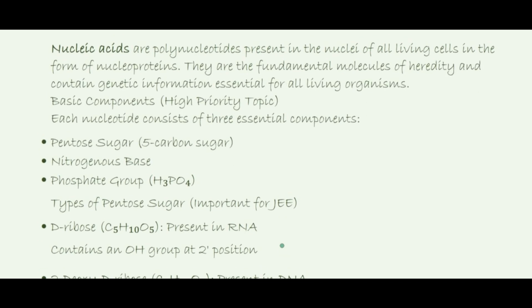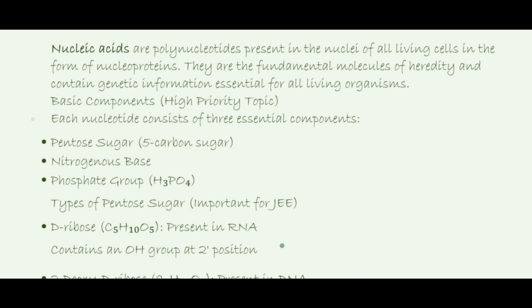First, nucleic acids are polynucleotides present in the nuclei of living cells. We are made up of cells. Plants are made up of cells. Animals are made up of cells, isn't it? So these nucleic acids are present in the nuclei, that is the center part of the cell, in the form of nucleoproteins. They are the fundamental molecules responsible for heredity.